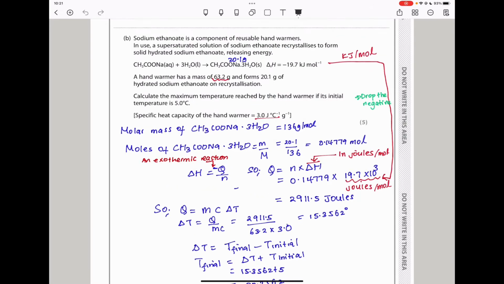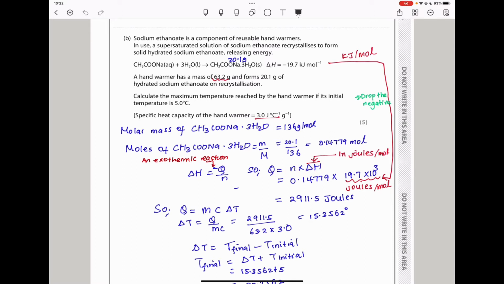They have given us the specific heat capacity of the hand warmer as 3 joule per degree Celsius per gram. I began by calculating the molar mass of the hydrated salt, which is 136 gram per mole. And then using this, I went on to find the number of moles of that hydrated salt, which is going to be mass divided by the molar mass. The mass we're given is 20.1, and the molar mass we have calculated is that, giving us this as the number of moles. Now we know this is an exothermic reaction, and for an exothermic reaction, delta H is equal to negative Q over n. Because this is exothermic, I know it's negative 19.7, so I can drop the negative, and that negative will be dropped. So we can say delta H is Q over n. So making Q the subject is going to be n times delta H.